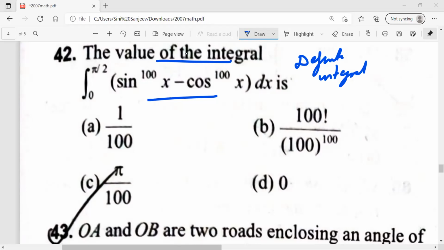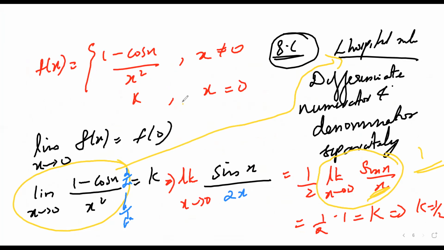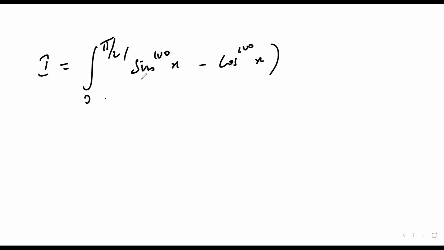That will be easy for you. Again, remember we are doing an engineering entrance examination, so they will be picking most of the questions from engineering topics. Integral from 0 to pi by 2 of sine power 100 x minus cos power 100 x dx. This comes under the topic Fourier series and Fourier transform.